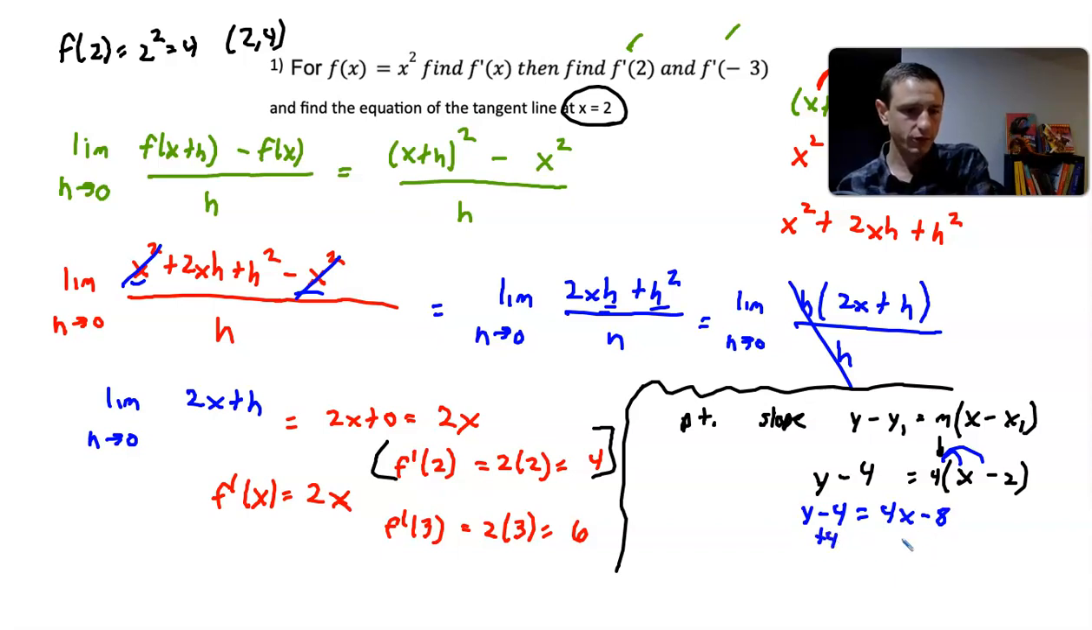And then we just solve, because let's get in slope-intercept form. I don't think the directions are specifying. Let's just get into slope-intercept, because that's typically how we want this to look. So I'm going to have y equals 4x, negative 8 plus 4 is negative 4. And there is our equation of the tangent line at x equal to 2.